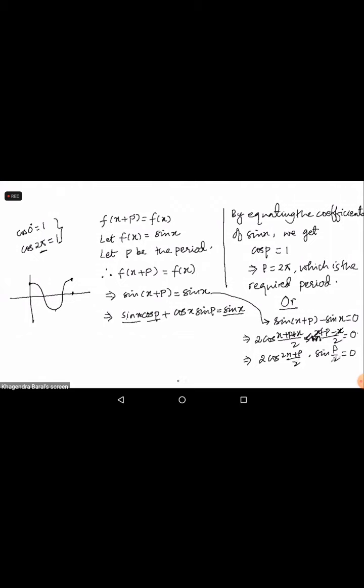2 is not equal to 0; we are being told that. And then cos (2x+B)/2 may be 0, and sin B/2 may be 0. We simply write either 2 is equal to 0, or cos (2x+B)/2 is equal to 0, or sin B/2 is equal to 0. From this we get sin B/2 is equal to 0.